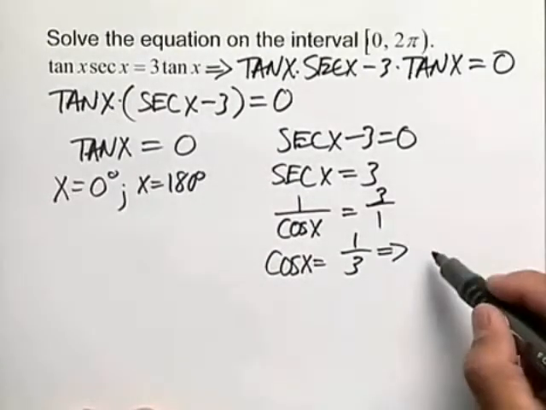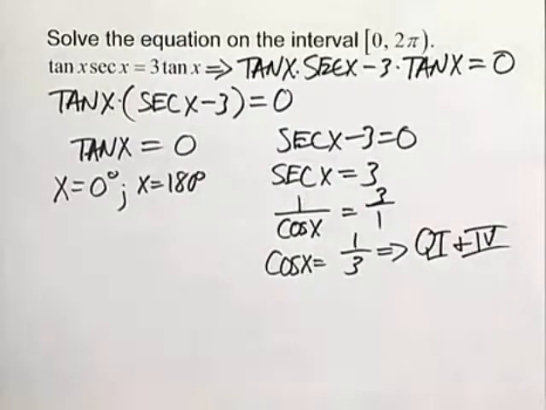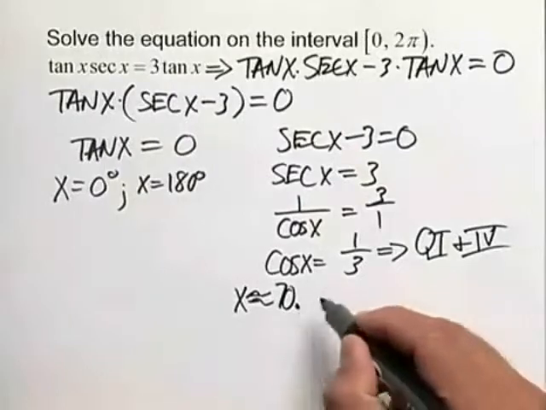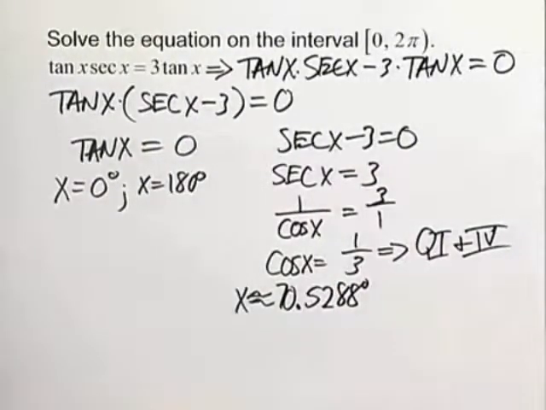Now, since the cosine is positive, when does this occur? We know that this happens in quadrant 1 and also in quadrant 4. So let's address quadrant 1. This is our non-standard value for the cosine. So if you take the inverse cosine of both sides and you have your calculator in degree mode, we're going to come up with an angle of approximately 70.5288 degrees, and that's true to 4 decimal places.